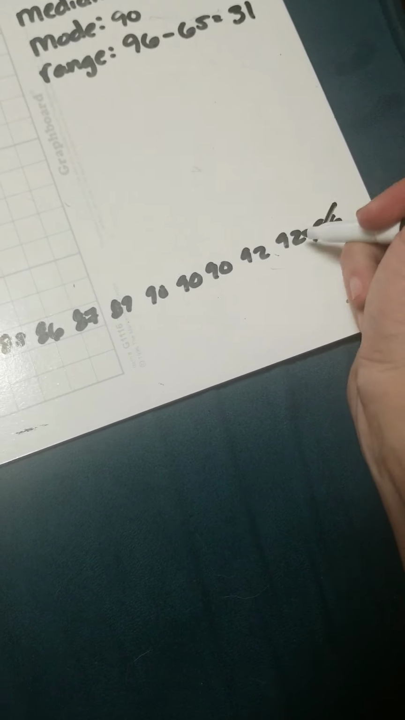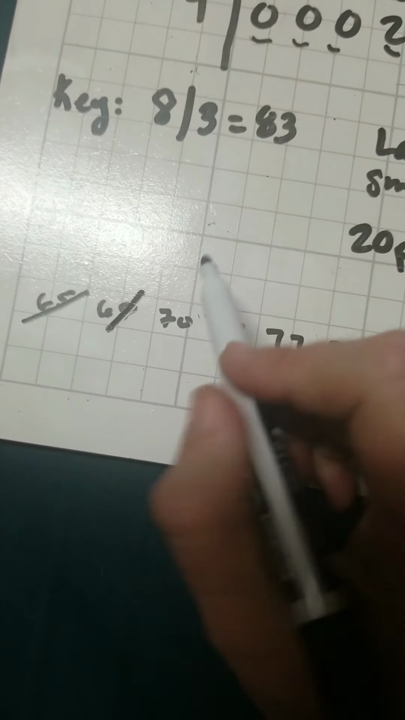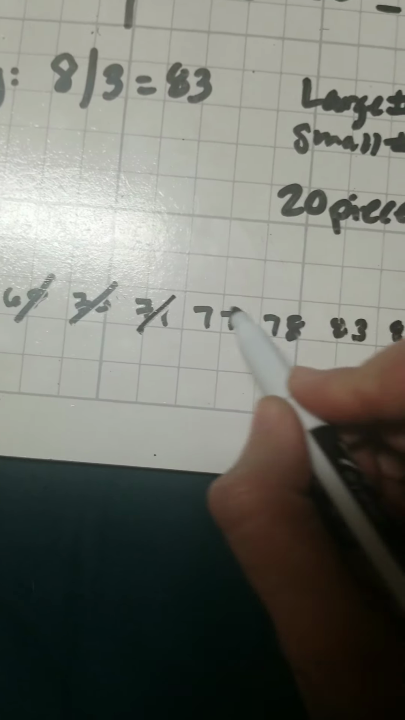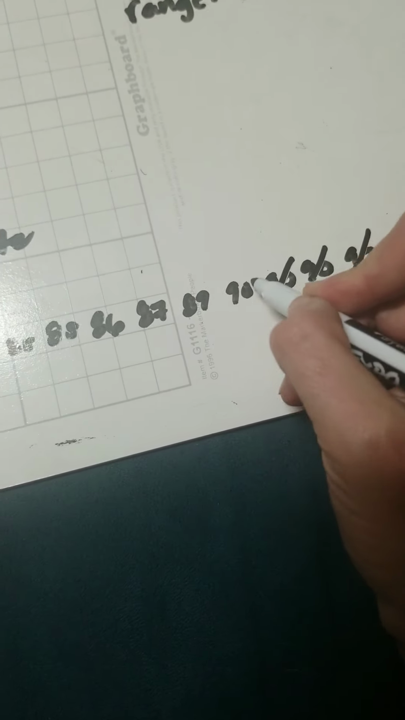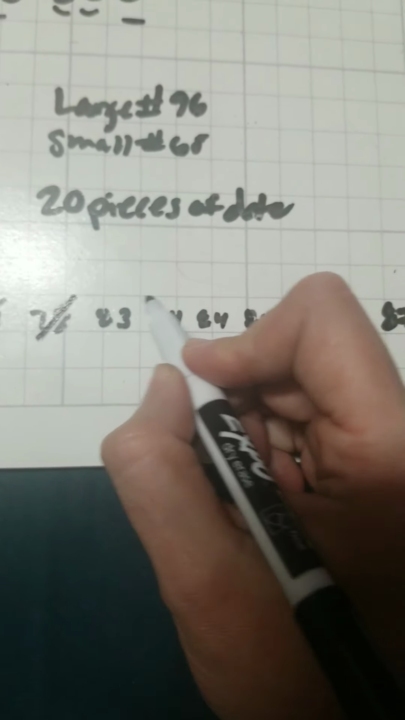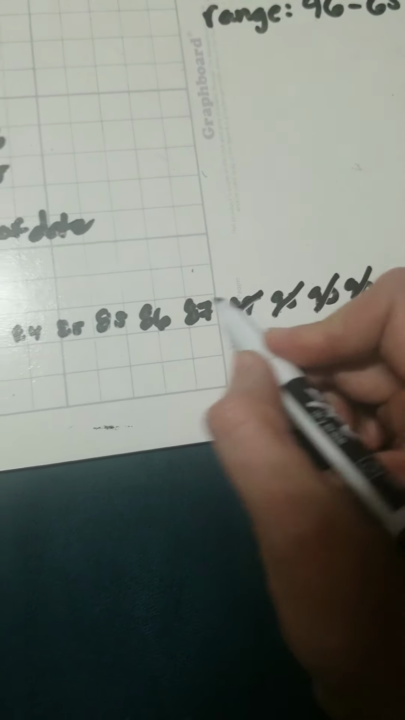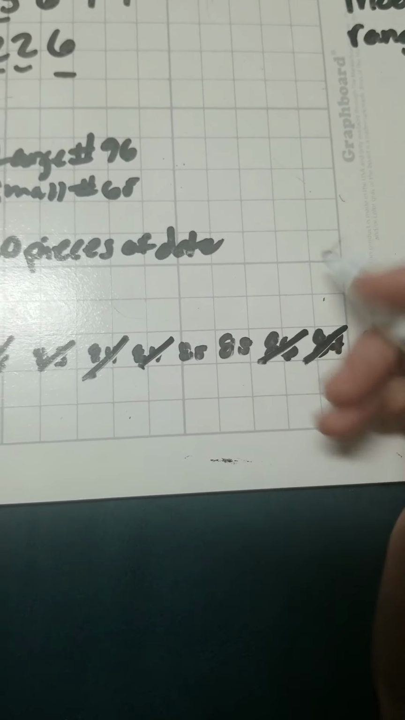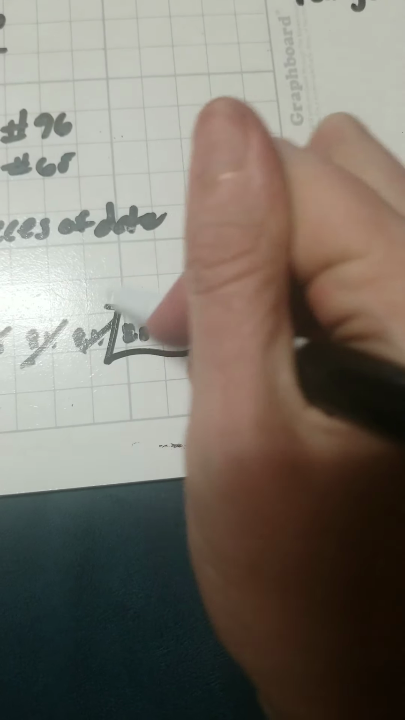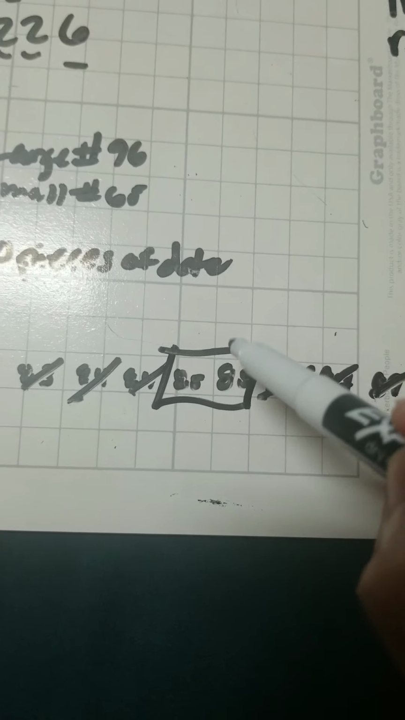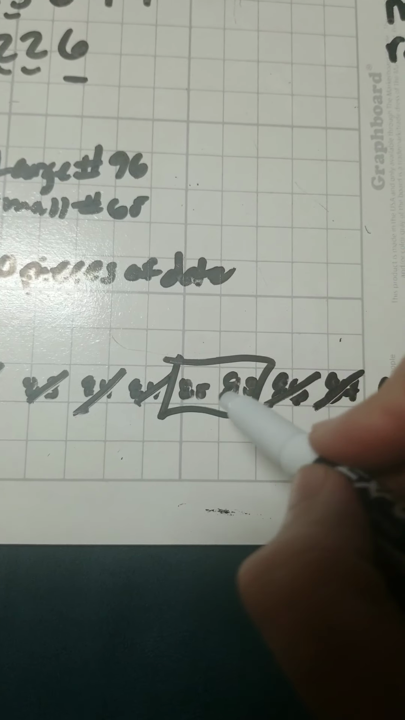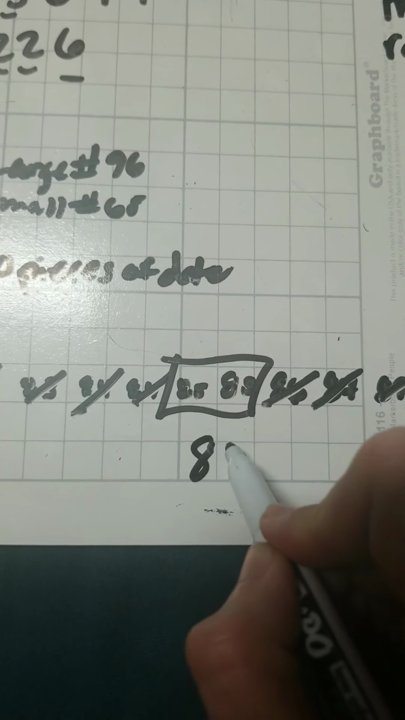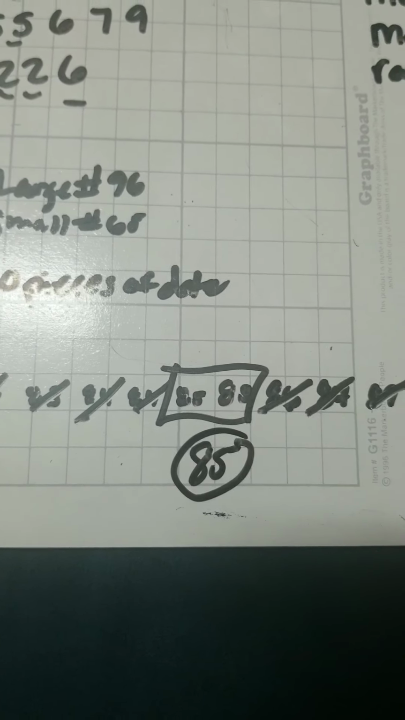So I'm going to mark out 65 and 96, 92, 68, 70, 92, 90, 71, 77, 90, 90, 78, 83, 89, 84, 87, 84, 86. So I actually have two numbers in the middle, and they're both actually 85. So both of these numbers are 85, which means if I add them together and I divide by 2, I'm just going to get 85 again. So the median of my set of data is 85.